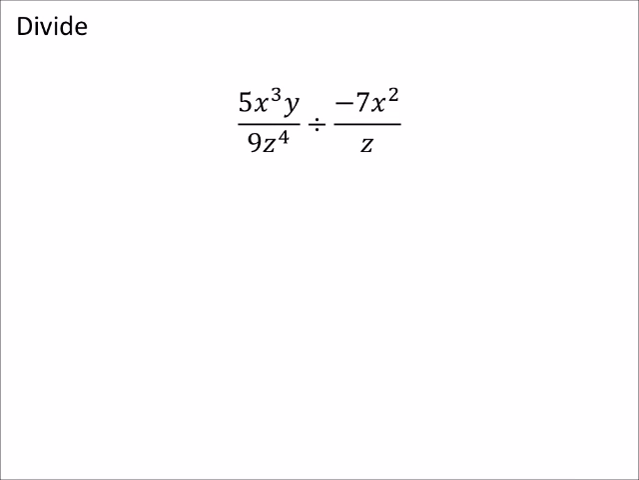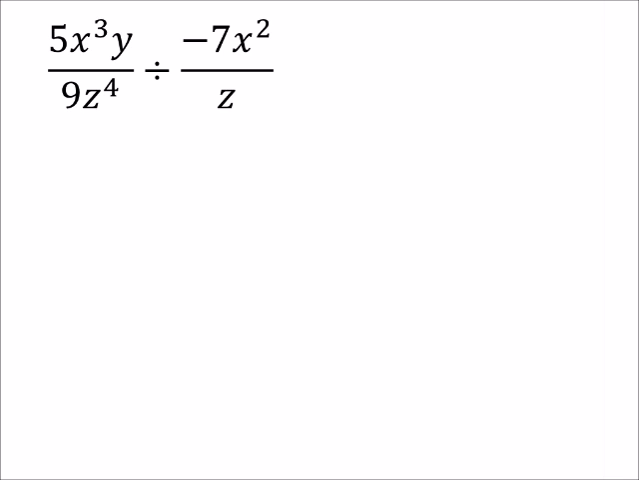So we'll just divide this by simplifying. And of course, this is division of a fraction, so we don't actually divide the fractions, even if they're rational like this, with the unknowns. So we're going to take the second value here, the negative 7x squared over z, and we're going to reciprocate it so that we can change this to multiplication.